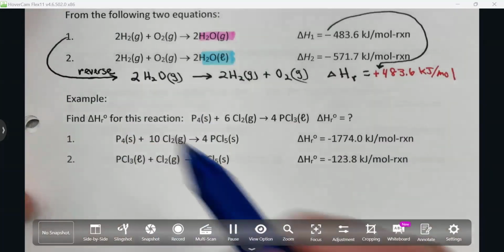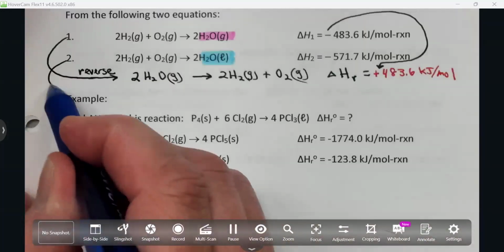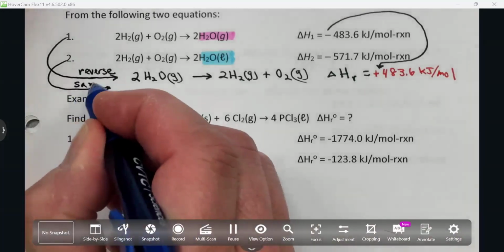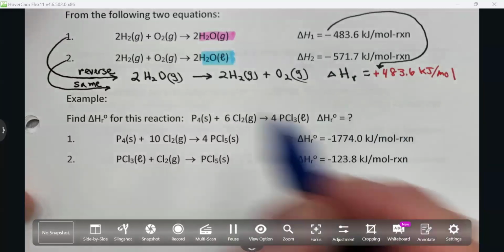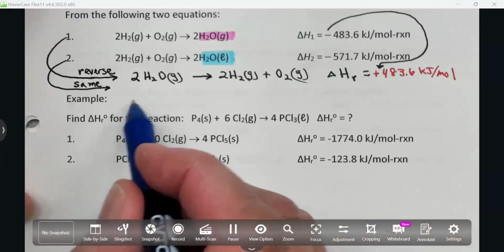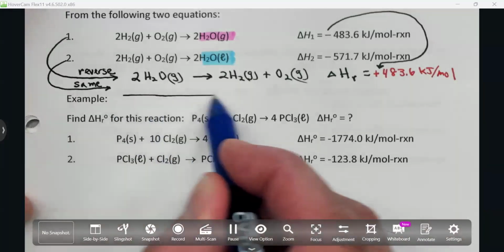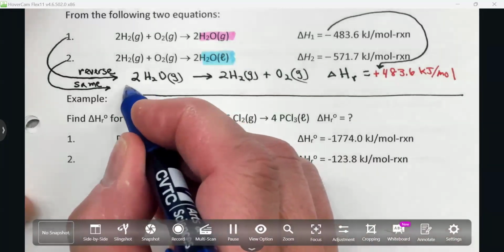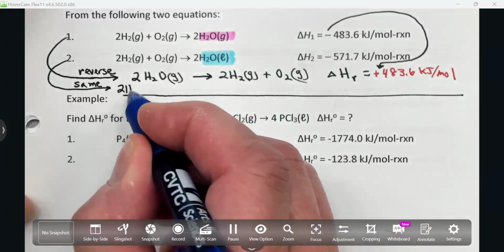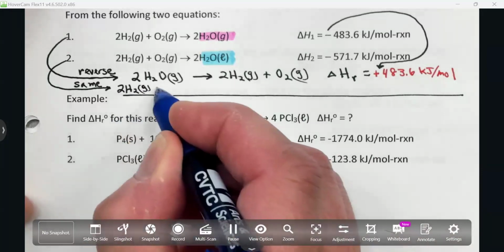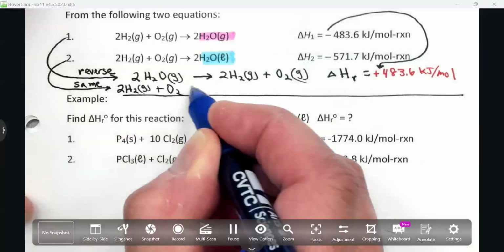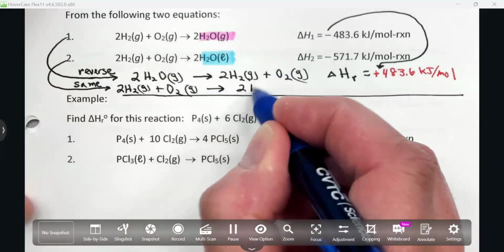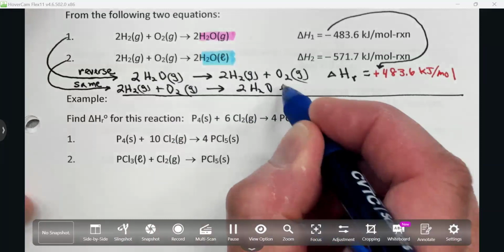Reaction number 2, I'm going to rewrite it just because I think it works out better. That's going to stay the same. I'm just going to rewrite it. Now, don't get too big because we're going to add these all together here. So that one's going to stay the same. I'm going to have 2 H2 gas plus O2 gas gives 2 H2O liquid.